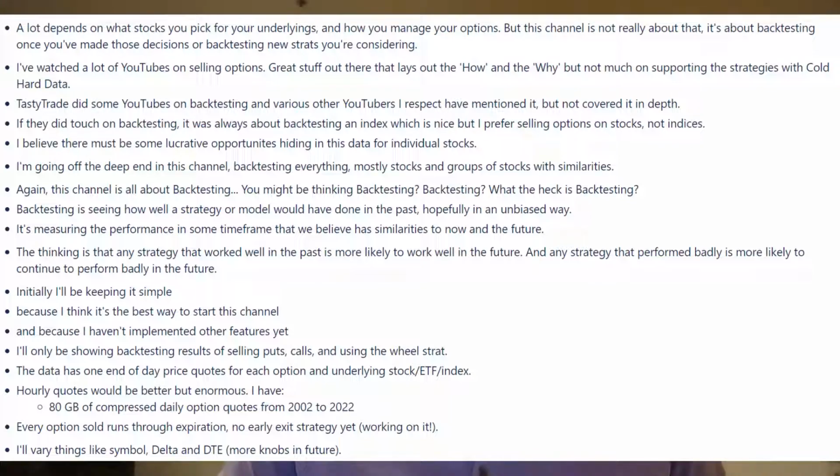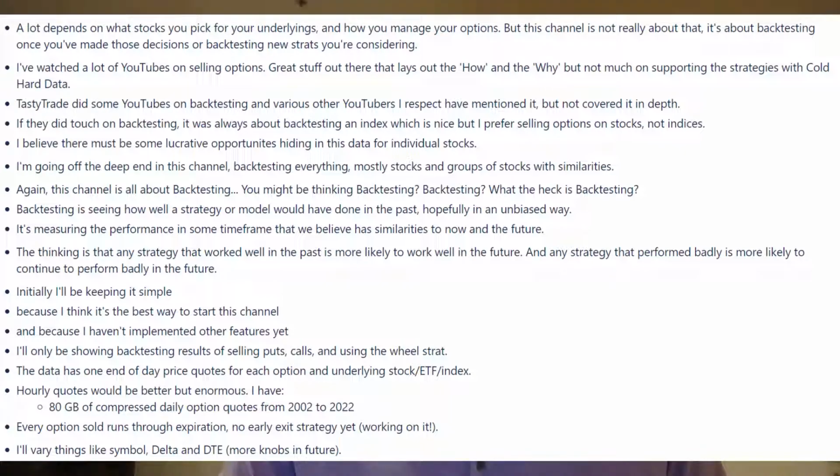Initially, I'll be keeping it simple because I think it's the best way to start this channel and because I haven't implemented advanced features yet. I'll only be showing backtesting results of selling puts, calls, and the wheel strat. The data has one end-of-day price quote for each option and underlying stock, ETF, and index. Hourly quotes would be better, but enormous. Just the daily quotes works out to 80 gigabytes of compressed data from 2002 to 2022.